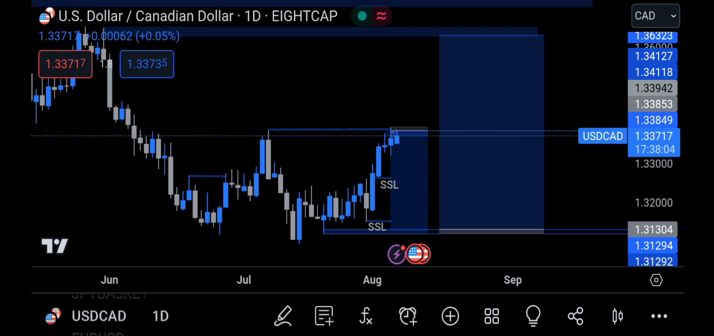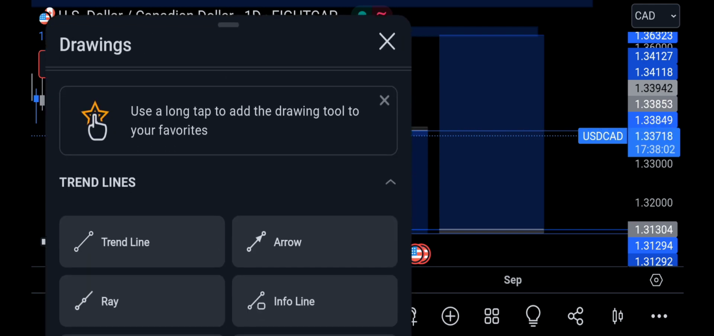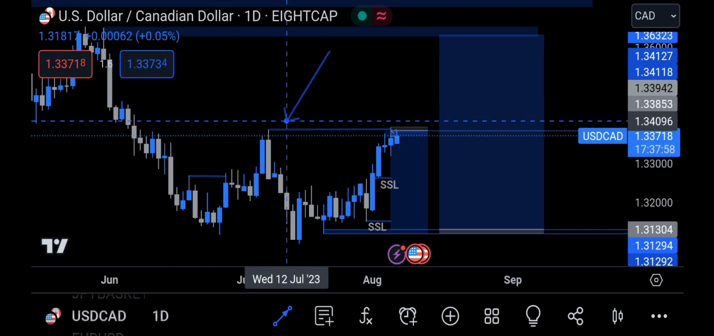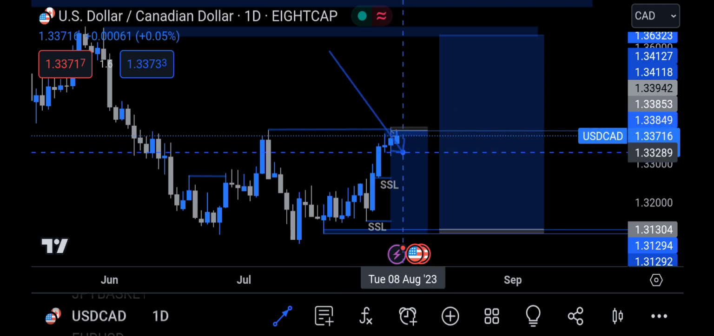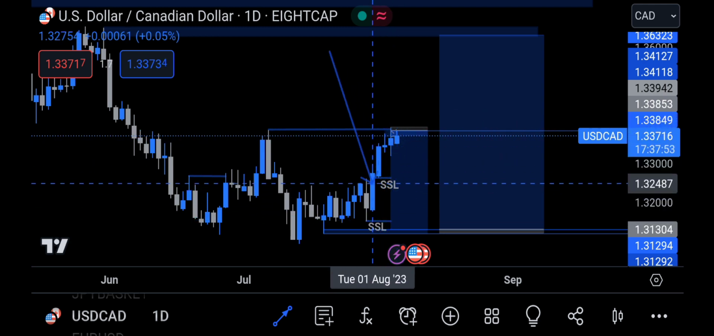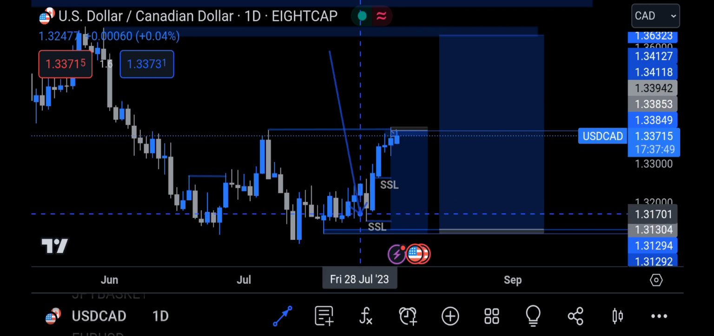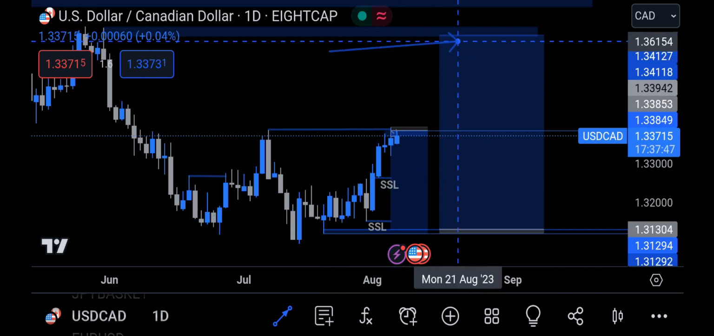That high has been taken as well. So we now have a change of character and a break of market structure. There is need for price to retrace, at least tap into this demand that price has created, or even reach this liquidity that we are having, before a continuation to the upside at the moment.